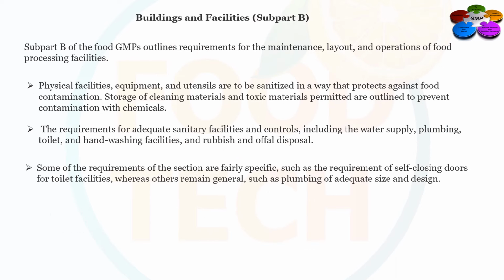This is all about buildings and facilities. So whether your buildings are clean or not, whether they are sanitized correctly, whether pest control is being done, whether all the plumbing related issues are solved, hand washing facilities are there, toilets are there, and you can also see whether contamination is taking place in the premises. This is all about buildings.